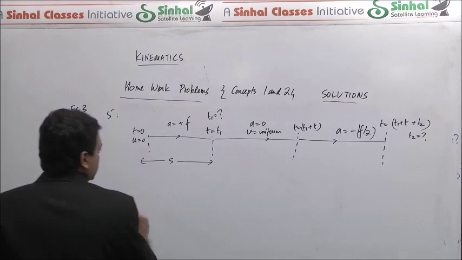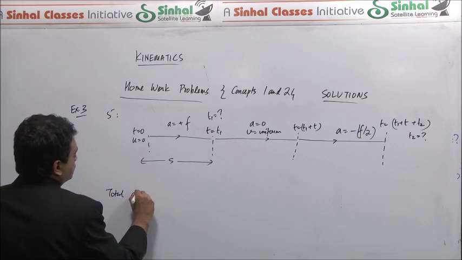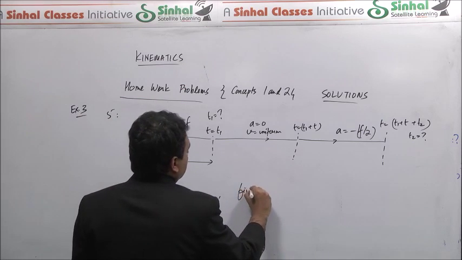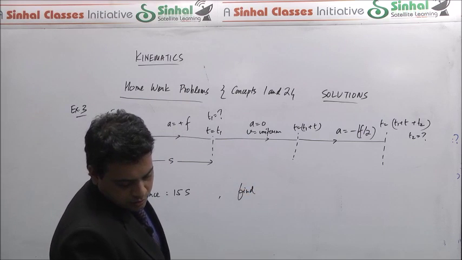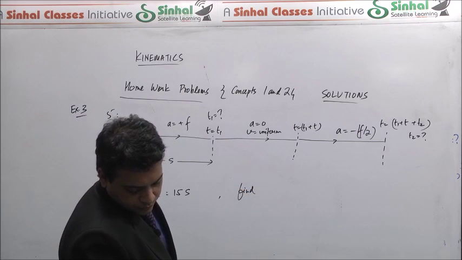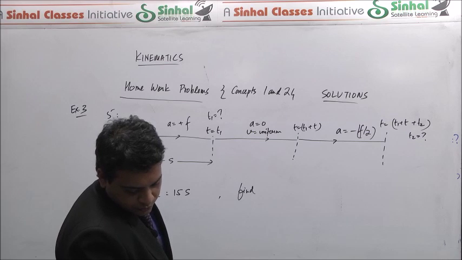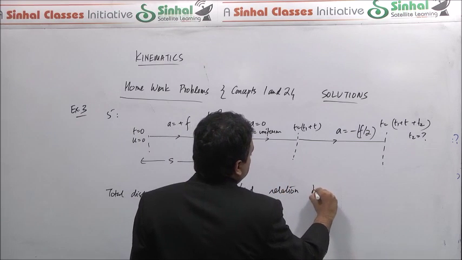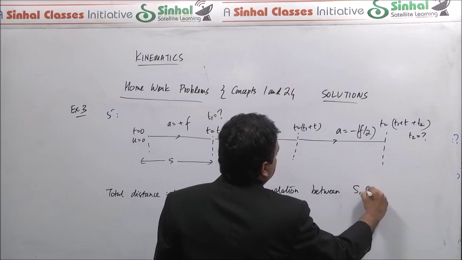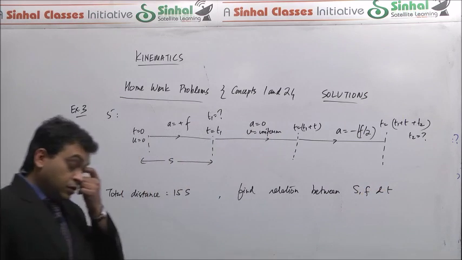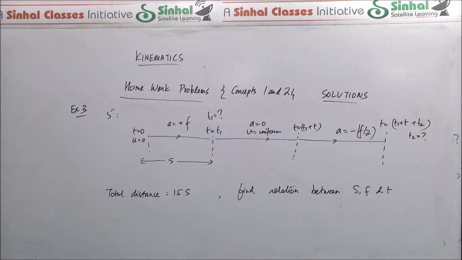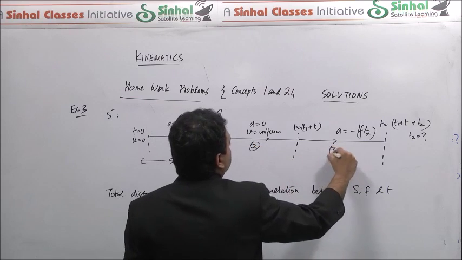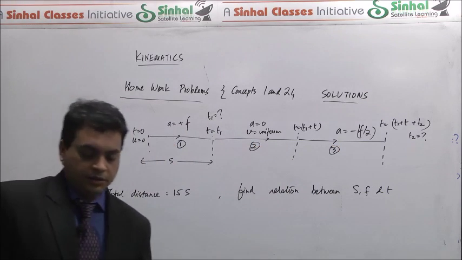So the total distance is 15s. We have to find the relation between s, f and t. So let us think of this as the first part of motion, this as the second part of motion, and this as the third part of motion. And let's get working on that next.